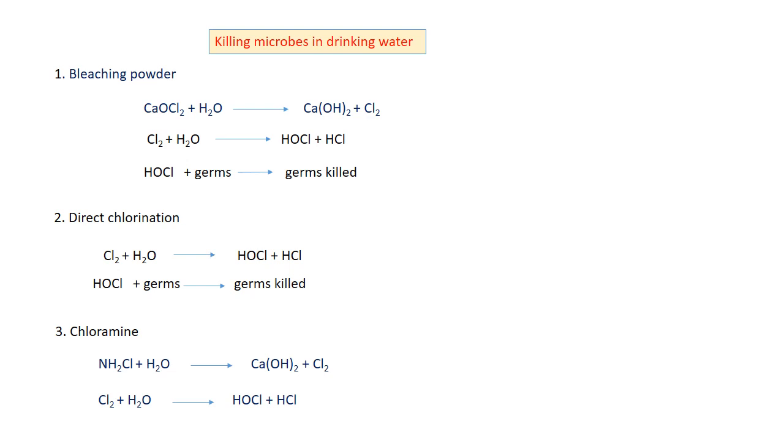Then we have chloramine, and when dissolved in water it forms calcium hydroxide and chlorine. This chlorine reacts with water, forms hypochlorous acid and HCl. This hypochlorous acid again kills the germs. So these are the three methods we can use for killing germs using chlorine. This is called the chlorination process. Okay, thank you students.